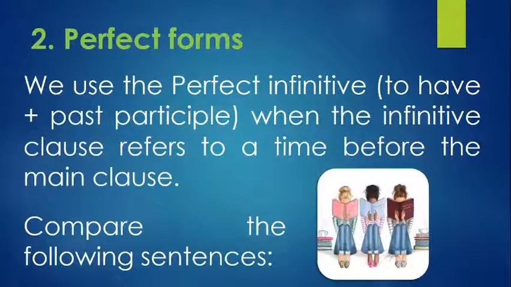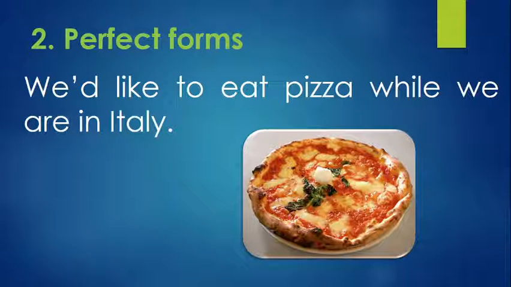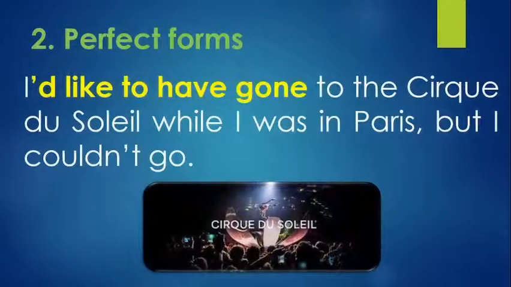We also have the perfect forms. We use the perfect infinitive to have plus past participle when the infinitive clause refers to a time before the main clause. Let's compare these two following sentences. We'd like to eat pizza while we are in Italy, but we are not there yet. I'd like to have gone to the Cirque du Soleil while I was in Paris, but I couldn't go. And this is a regret from the past. I was there, but I couldn't go to the Cirque du Soleil.